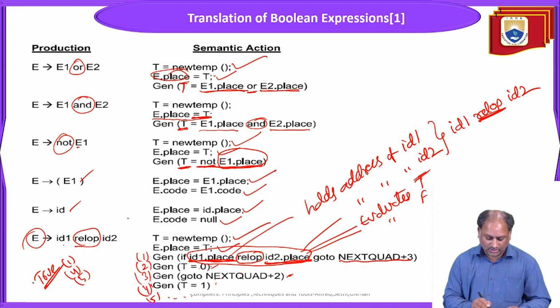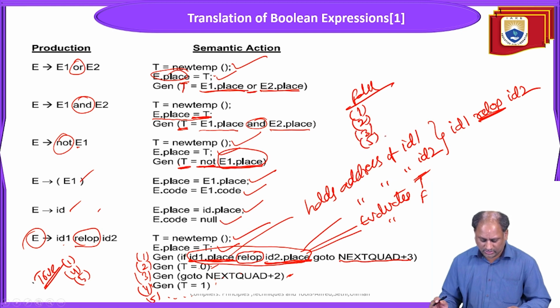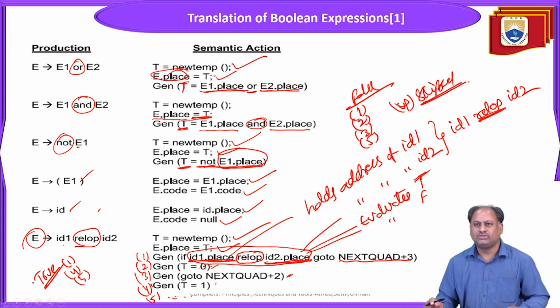Whereas in the case of false, the first statement will be executed, followed by the second statement, followed by the third statement, followed by the fifth statement. Why? Because t equal to 0, so the fourth will be skipped. Fourth is skipped because it is not executed. So this goes to the next question.